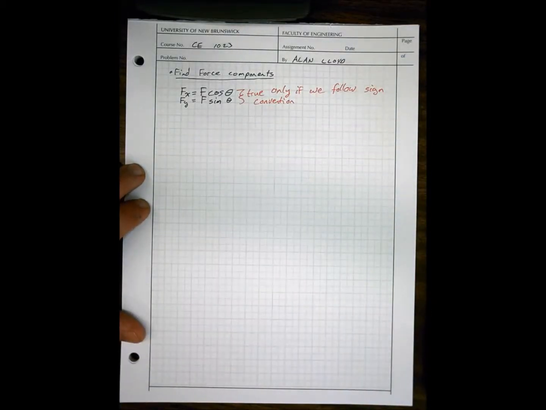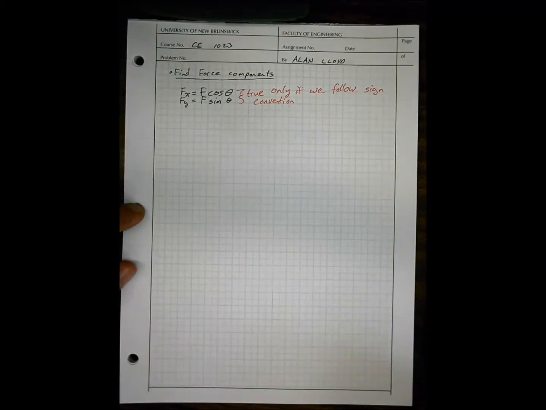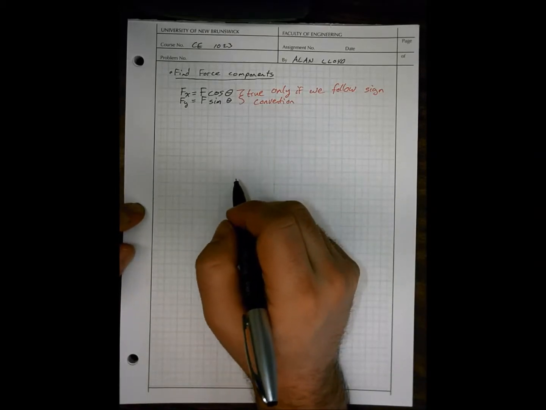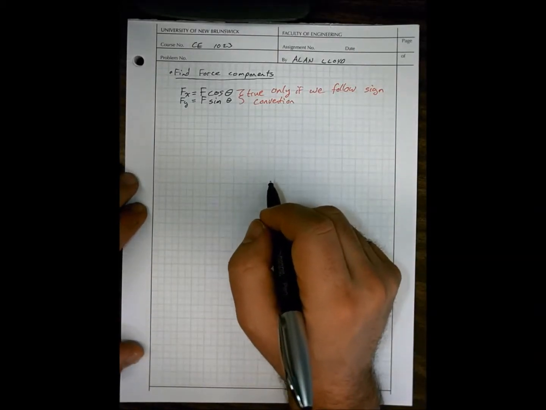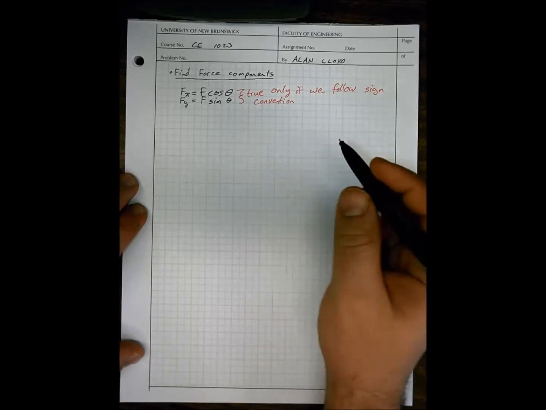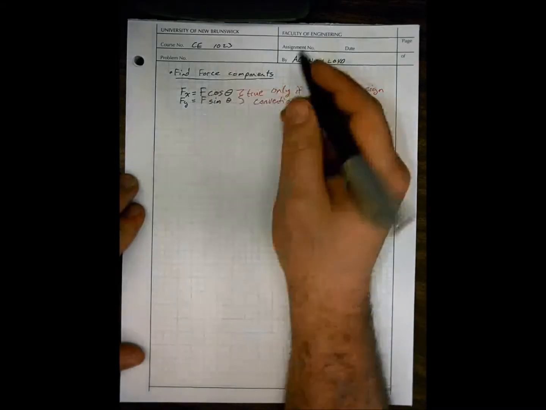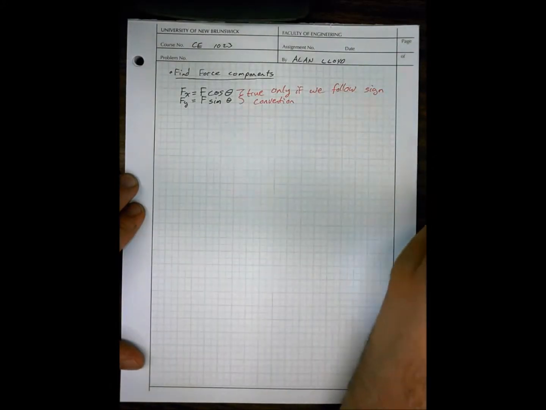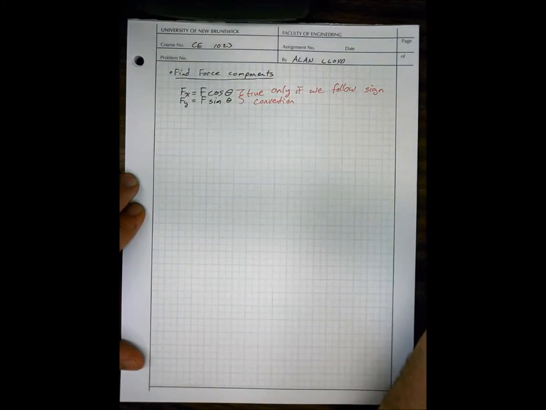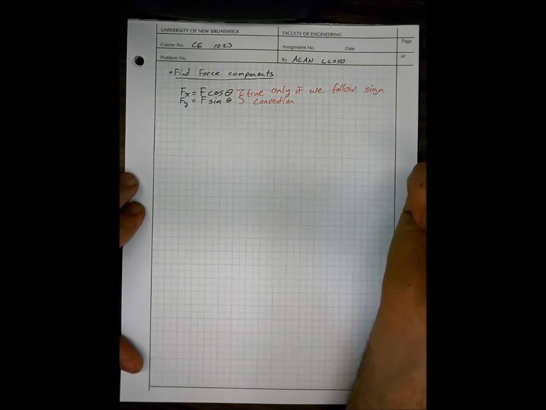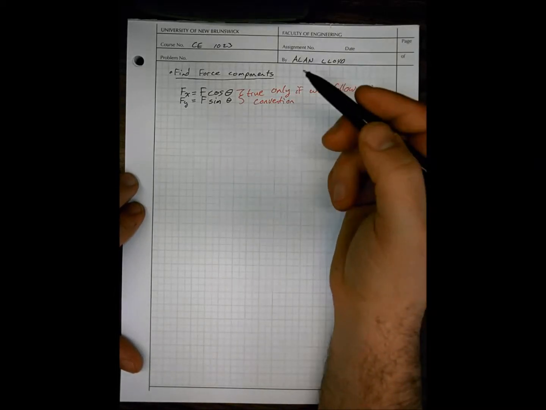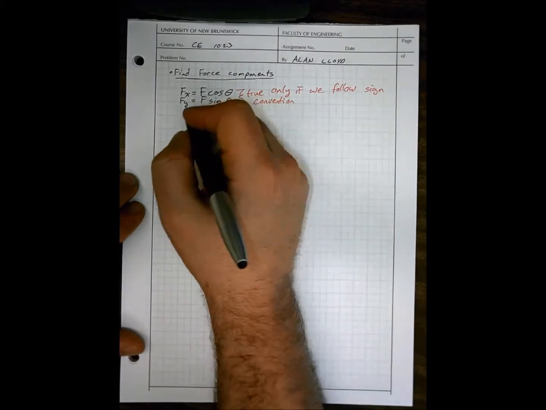Otherwise, we're going to have problems with the pluses and our minuses if we don't follow that. Theta is positive beginning or rotating counterclockwise beginning on the x-axis. And if we follow that sign convention, we can come up with an Fx. And if that Fx is negative, that means it's acting to the left. And if it's positive, it means it's acting to the right. And the same principle applies to Fy.